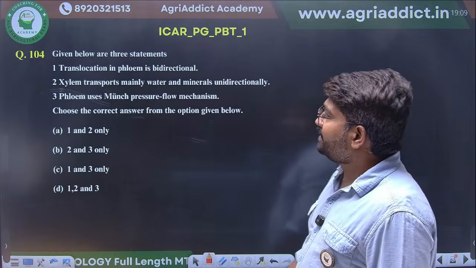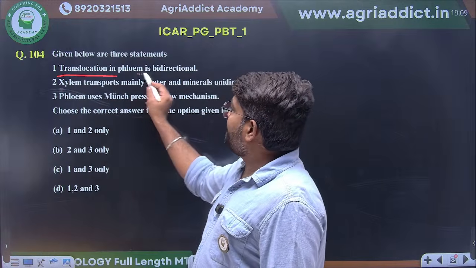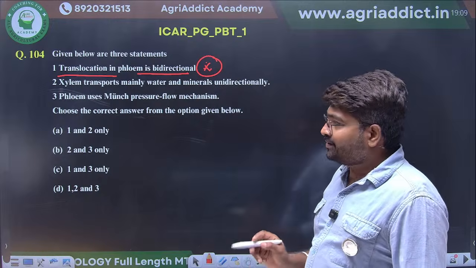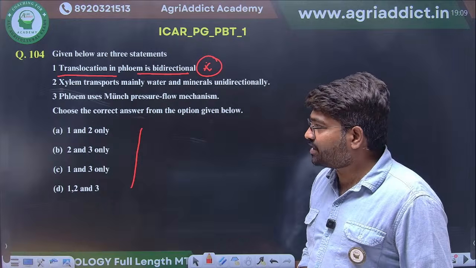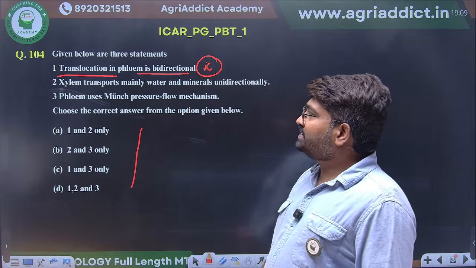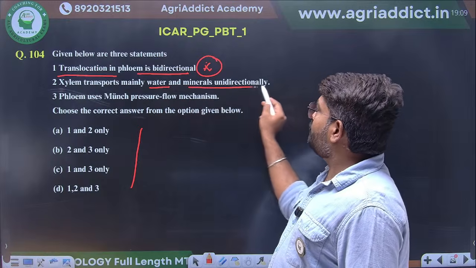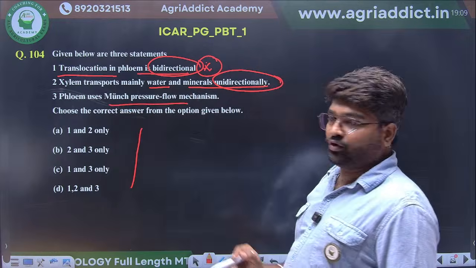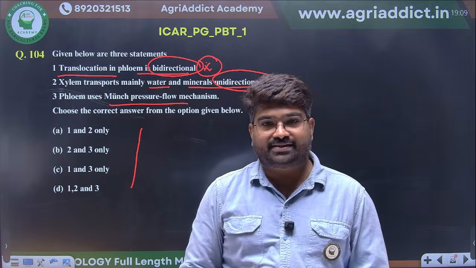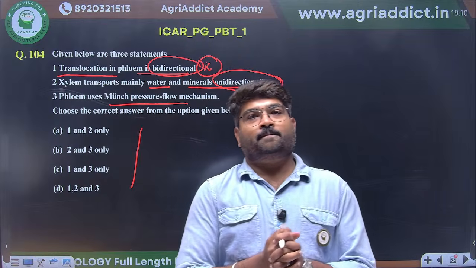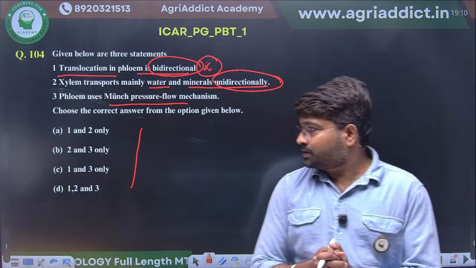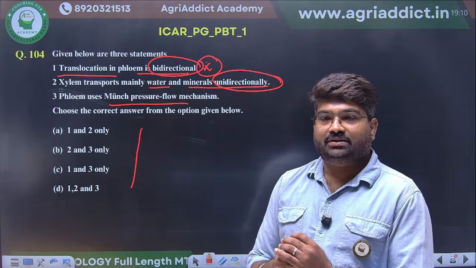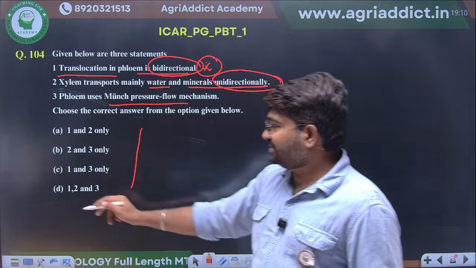Yes. Next, translocation in phloem is bidirectional. Which is the correct answer? You just solve and let me know which one is the correct answer among these. Xylem transports mainly water and mineral nutrients unidirectionally. Phloem uses mass pressure flow mechanism. Which will be the correct answer for the students? You read the question properly and let me know. D, sir. All are correct. Yes. Excellent. Okay.